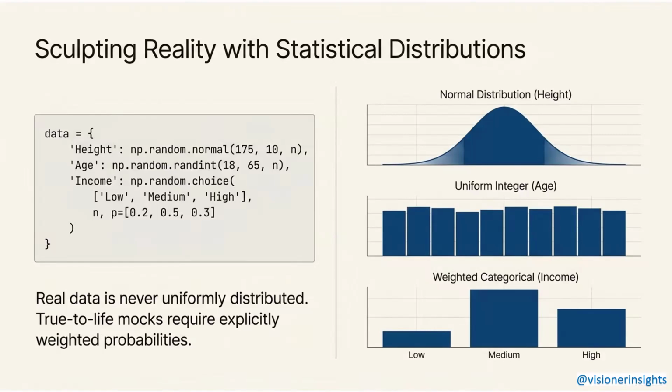And this is so important, because real-world data is never flat, is it? Things like human height, they follow a classic bell curve, a normal distribution. Ages might be more evenly spread out, or uniform across a certain range. And something like income levels, almost always weighted, with way more people in some categories than others. NumPy gives us these simple commands to sculpt these exact distributions, which makes our data feel statistically real.